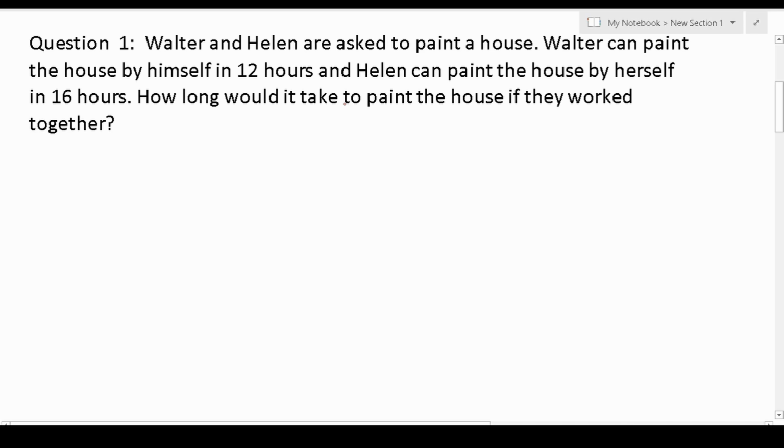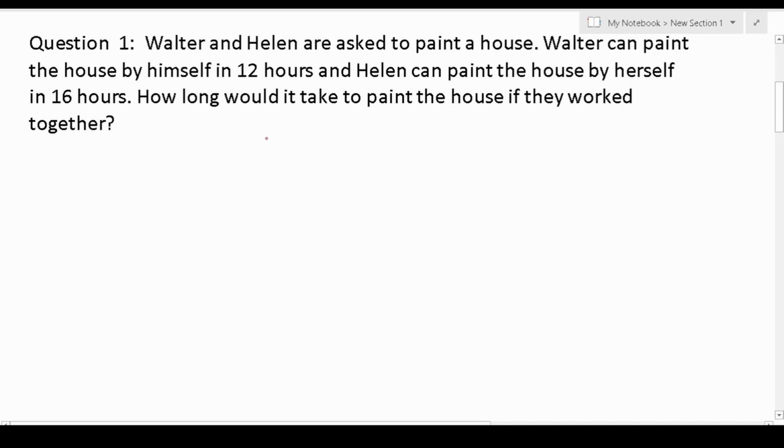All right, so now that we've reviewed that generic formula, let's go ahead and work on some practice problems, which, as I mentioned, are going to require us to manipulate that formula algebraically in order to solve these problems. Question 1 says Walter and Helen are asked to paint a house. Walter can paint the house by himself in 12 hours, and Helen can paint the house by herself in 16 hours. How long would it take to paint the house if they work together?